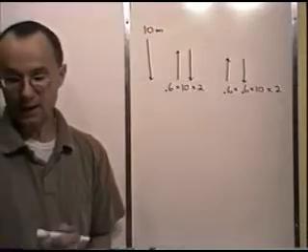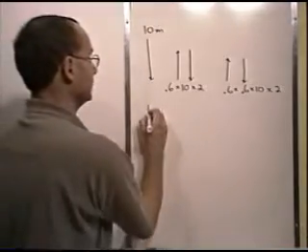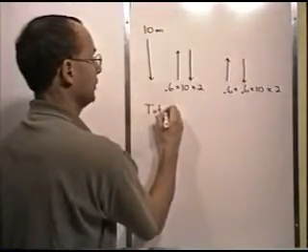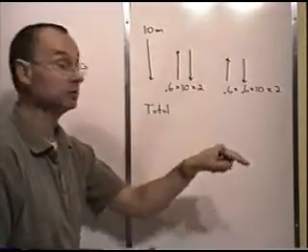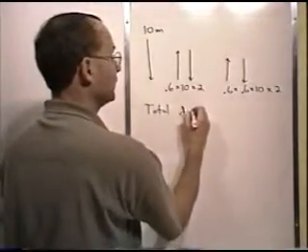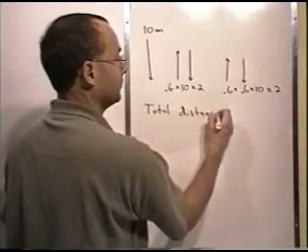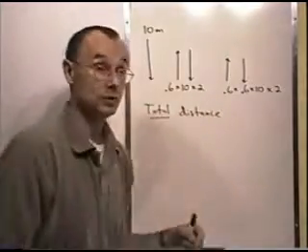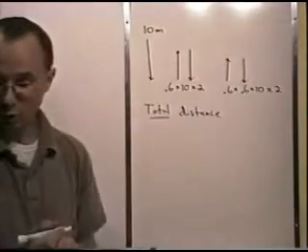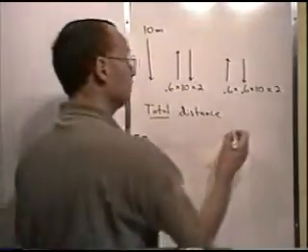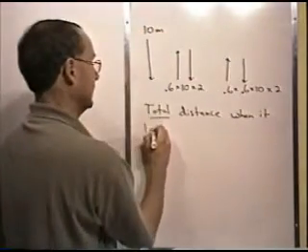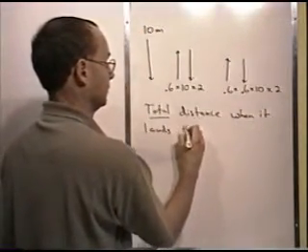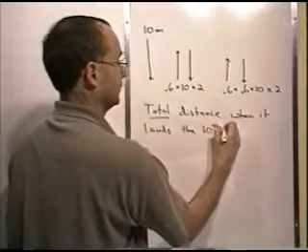Now let's say I wanted to know the total distance. Not the distance going up and down at one particular bounce, but the total distance, kind of the key word there. Makes me right away think of using a series. The total distance when it lands the 10th time.